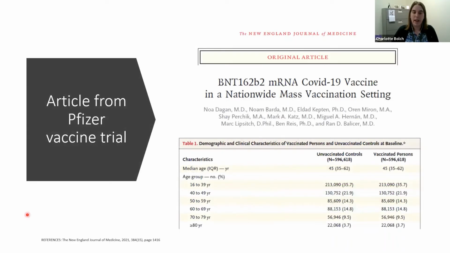So we're going to first take a look at the summary statistics reported in an article about the Pfizer vaccine trial. As you can see here, the summary statistics are normally reported in table 1 about the demographics. You can see here that they report the median age and also the IQR, which makes sense. They're reporting the median age of 45 years for their unvaccinated controls and 45 as well for the vaccinated persons, and then they're also reporting that IQR, so the quartile 1 and quartile 3. And then for their age group, they also broke it down into categories, and they're also reporting the number and percent within each of those categories.